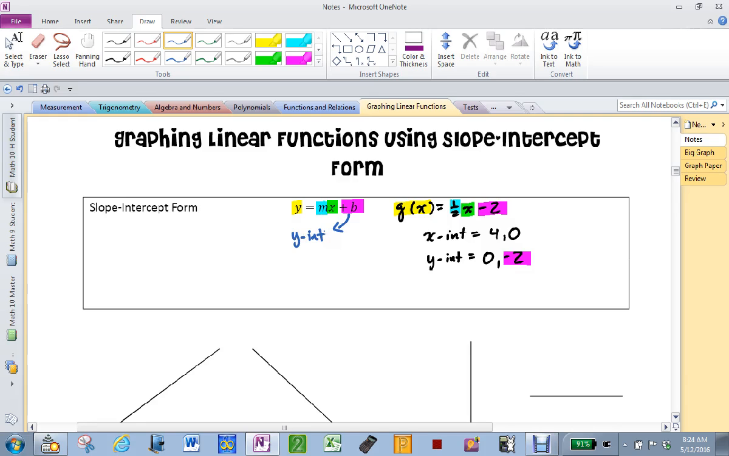When, and only when y, or our output, because it's not always y, when our output is isolated. Okay? Then that's the y-intercept. Is everybody good with that? Everybody's okay? All right.